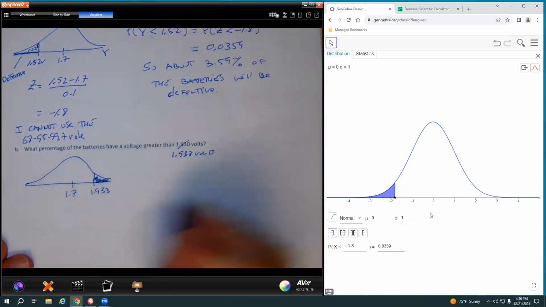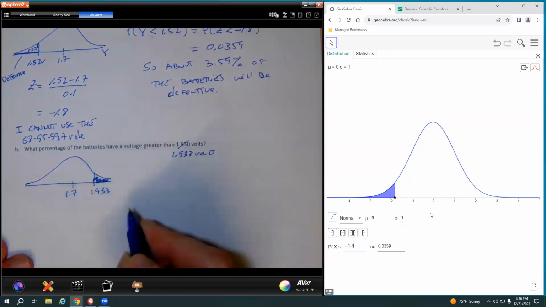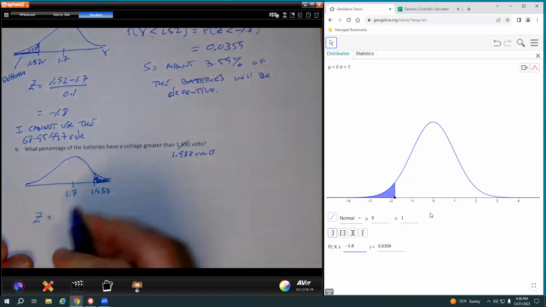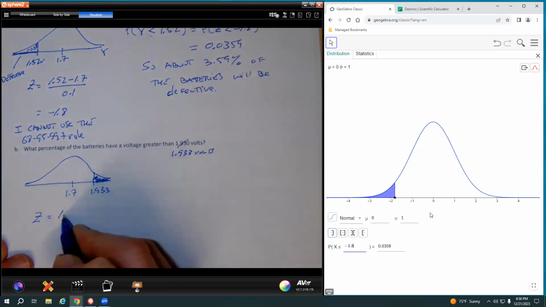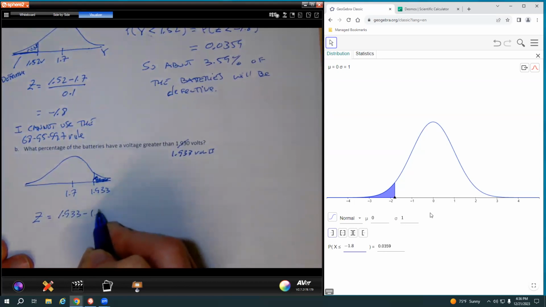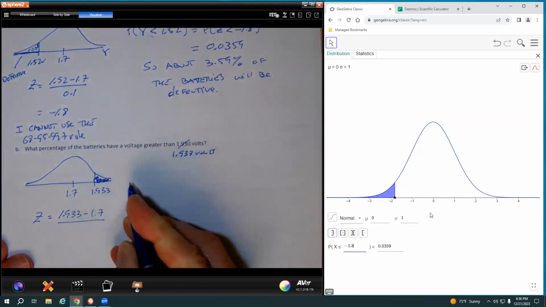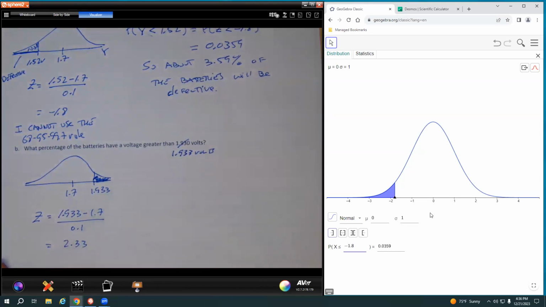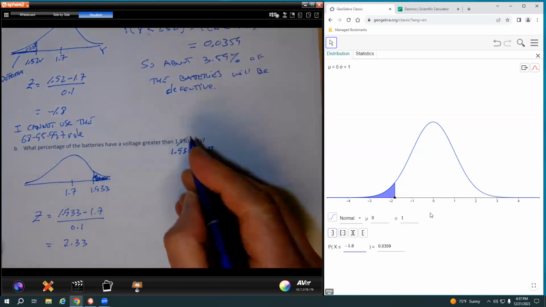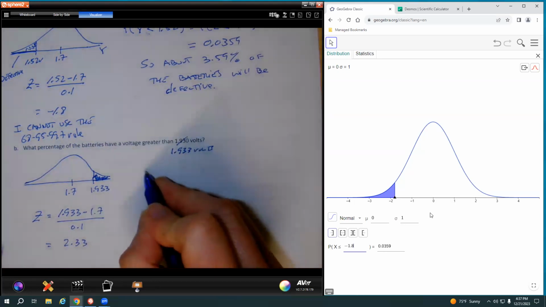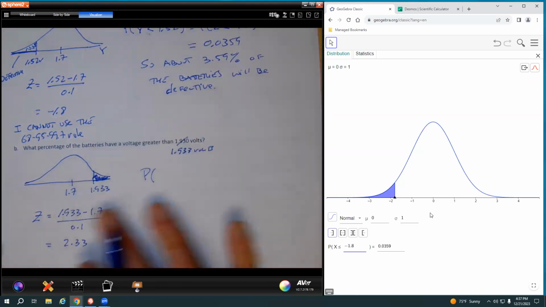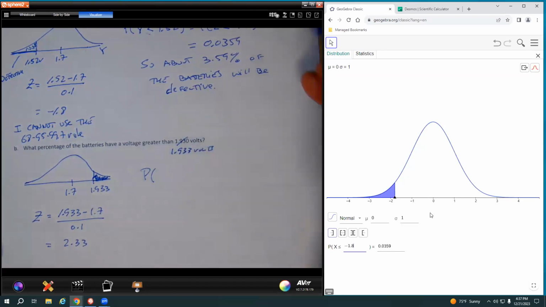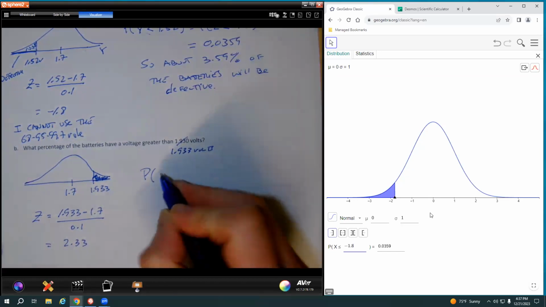Well, let me write this out here. First, I'm going to find the z-score of that thing. So we got 1.933 minus 1.7 volts, divided by 0.1. When I calculate this, what I get is 2.33. So again, notice not two standard deviations, not one, not three, it's somewhere in between everything. So now I'm going to calculate. Again, I'm expecting you to do this, so please be aware. You should be doing this on a quiz or exam or whatever.